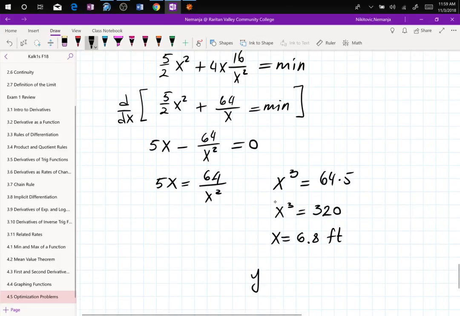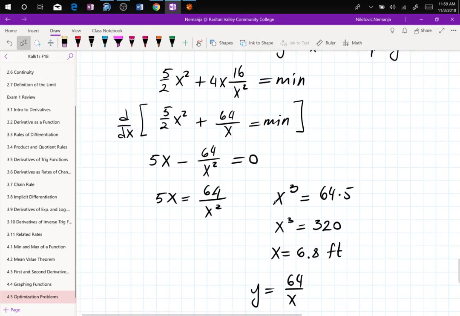Now y is equal to 64 over x squared. No, 16. 16 over x squared. So y is equal to 16 divided by 6.8 squared. I don't like this answer. 0.34 feet.